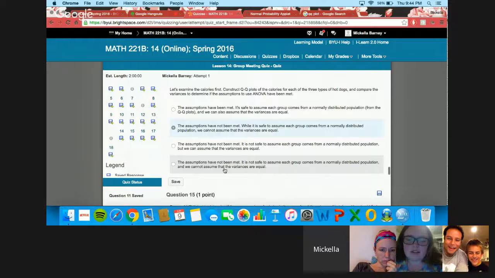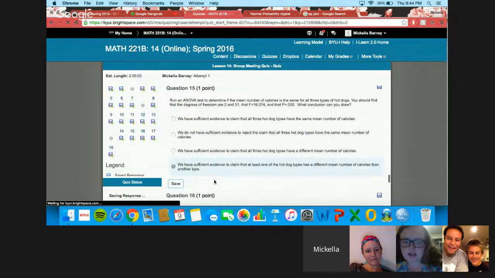Number 14, it's the second one that says the assumptions have not been met. While it is safe to assume each group comes from a normally distributed... that's the wrong one. Sorry, guys. The assumptions have been met. It's the first one. It's safe to assume each group comes from a normally distributed population, and we can assume that the variances are equal.